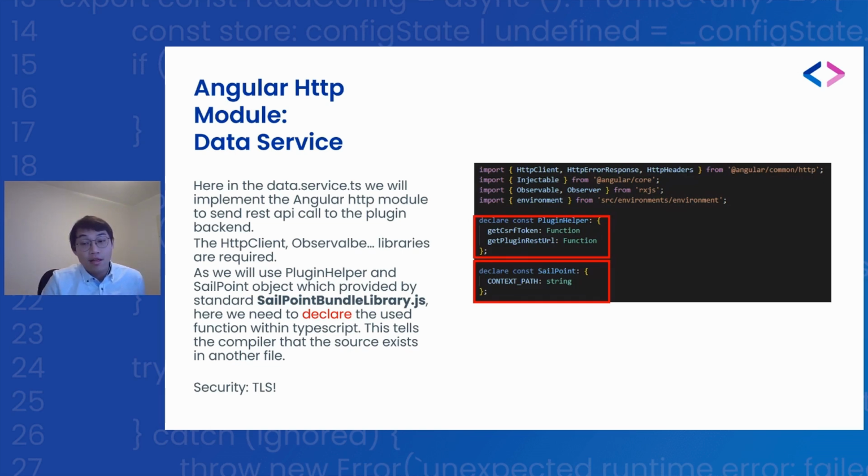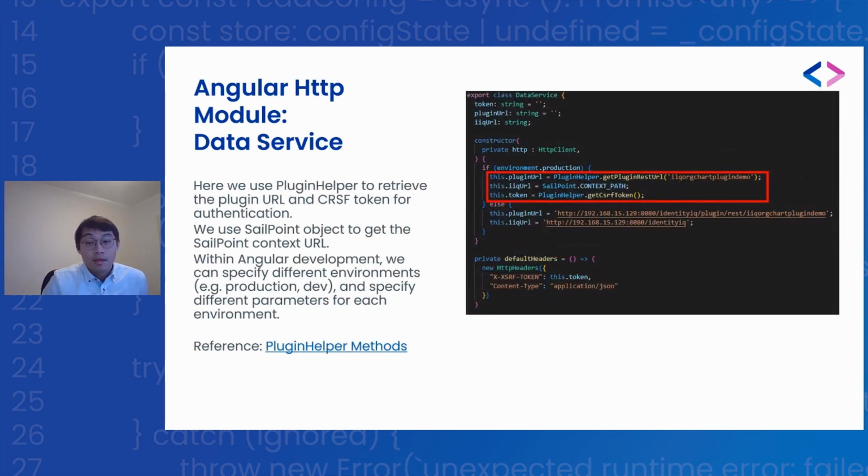Note that while using the Angular HTTP module, it's the developer's responsibility to ensure TLS is enabled in your IdentityIQ implementation for security purposes. Here is how we're using the PluginHelper to retrieve the plugin URL and the CSRF token for authentication purposes. Also, we're using the SailPoint object to get the SailPoint context URL.